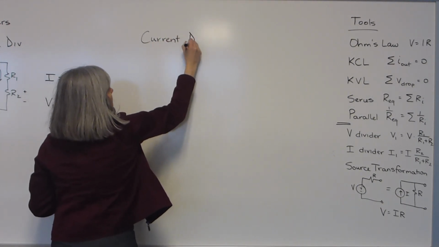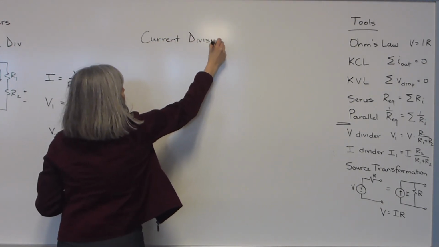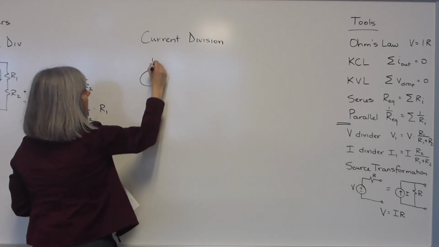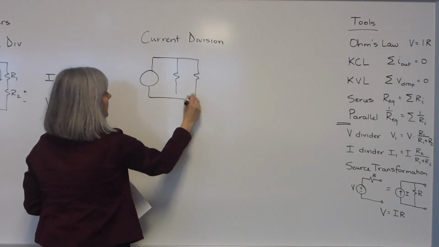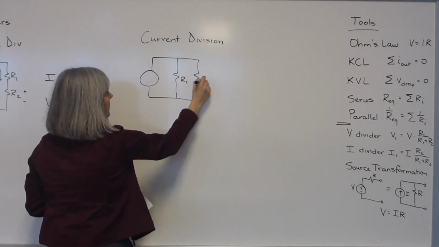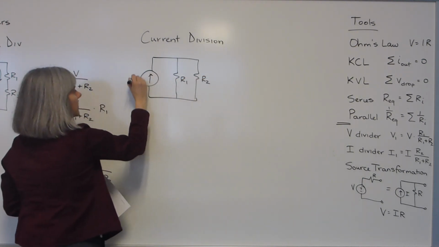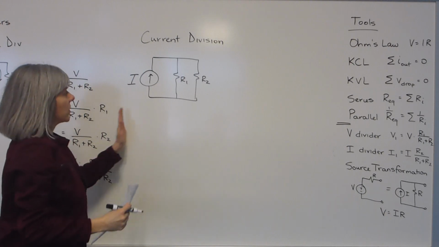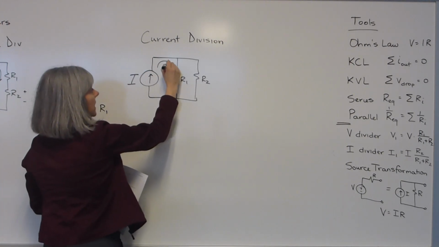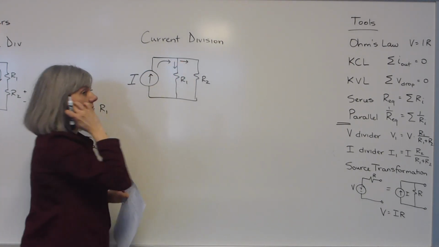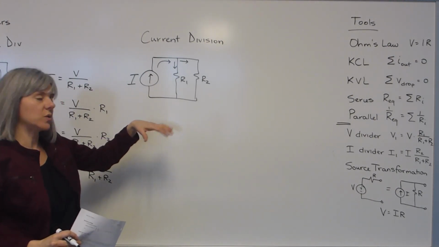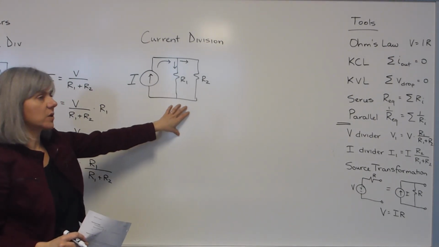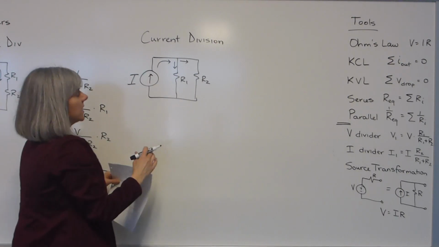Current division is also easy. It has one little twist. So this is a case you might have like this. You have current that's flowing, and then it divides, hence the name. So how much current goes through each resistor?